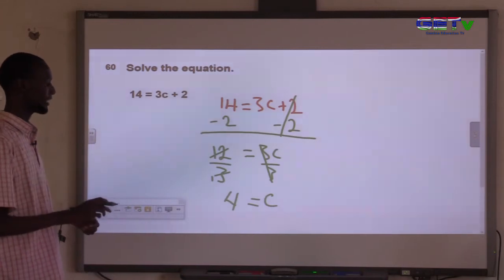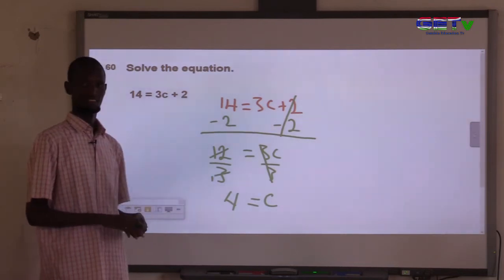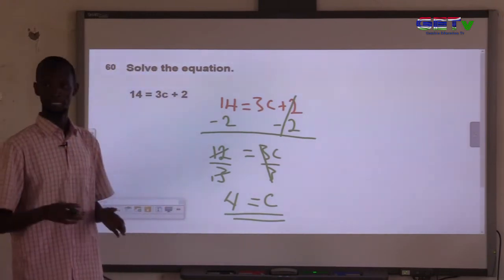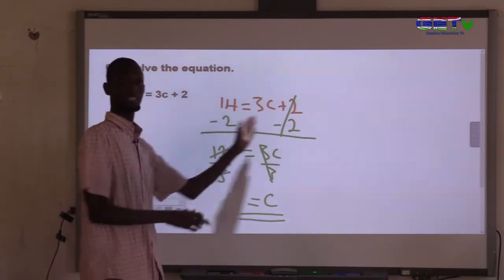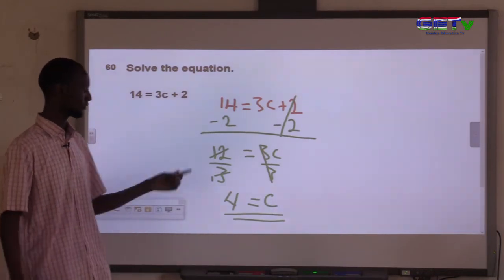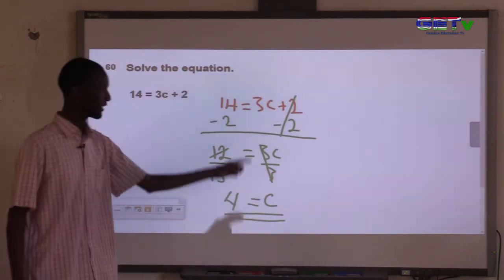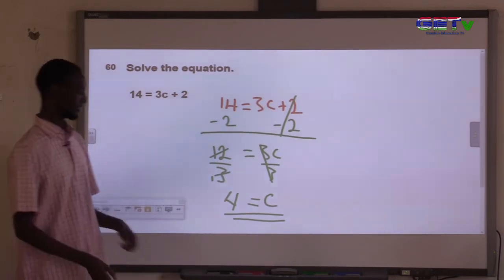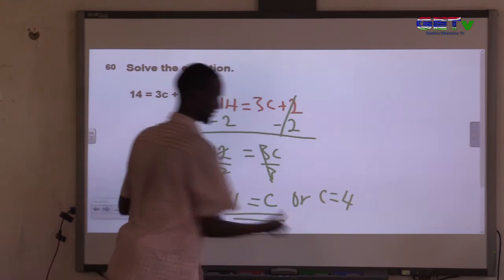Is our variable alone on one side of the equation? Yes, it is. So therefore, that is our answer. Because it does not matter on which side the variable is. Whether it is on the left-hand side or on the right-hand side, that is not a big deal. All we are trying to achieve is to make sure that your variable is alone on one side of the equal sign. And in this case, the c is definitely alone. So our solution is 4 equals c, or if you want, that can be written as c is equal to 4. They mean the same thing.